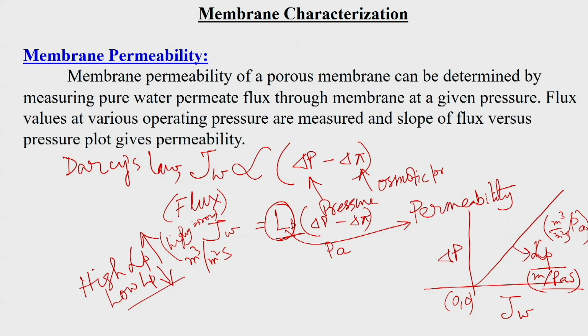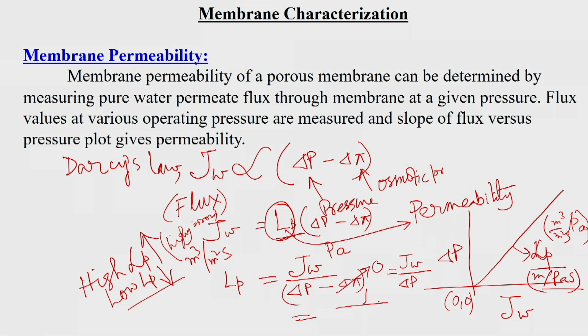And also this Lp is equal to Jw, that is permeate flux, by del P minus del pi. But for pure water, del pi will be 0, that is, it will be Jw by del P. So, that is actually equal to 1 by mu into Rm. So, Lp is equal to 1 by mu into Rm.